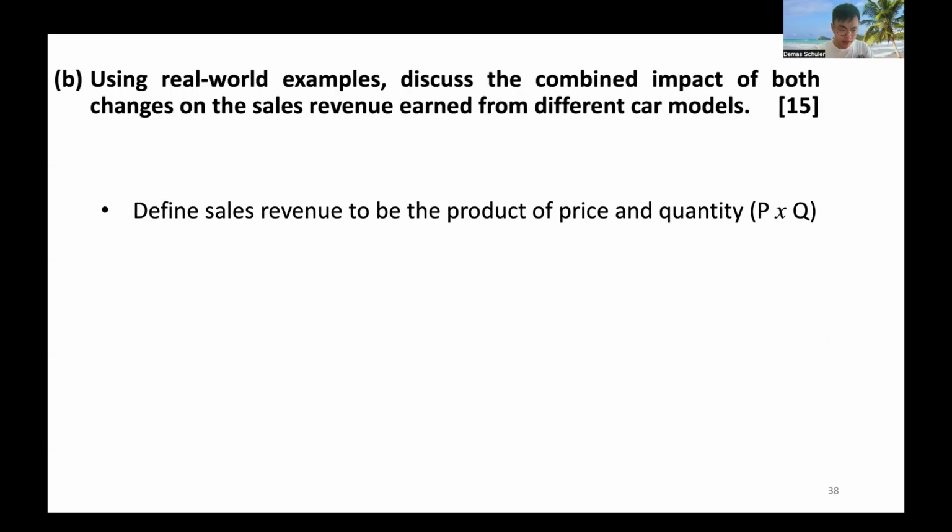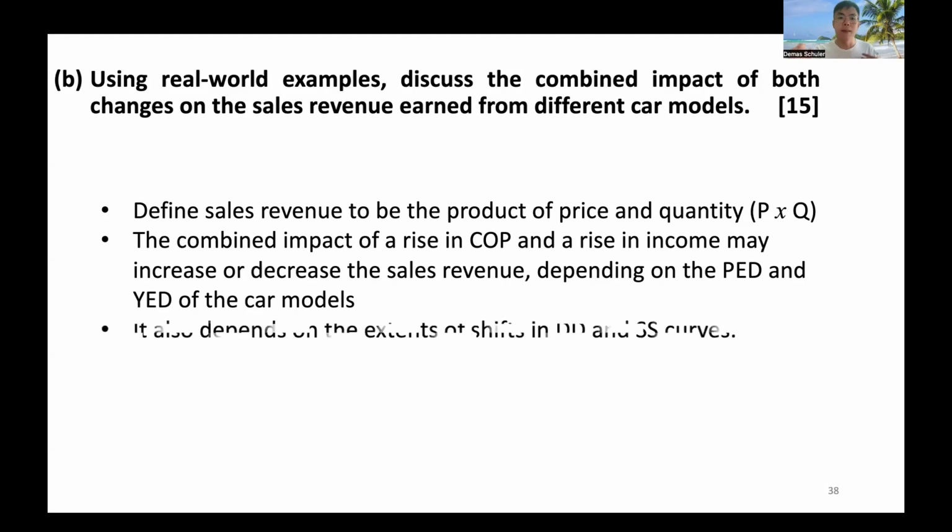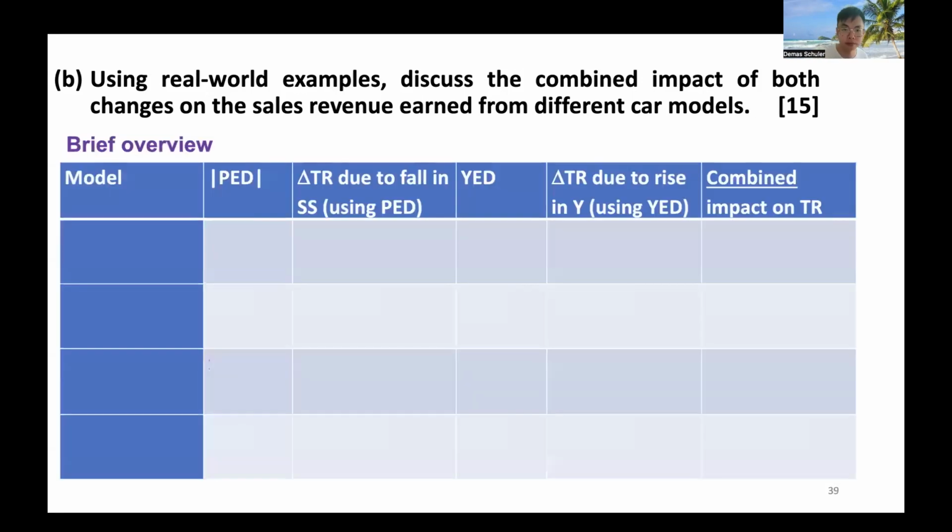In the introduction, define sales revenue. Stress again that it is different from sales volume. If you're not sure, please go back to parts 1 and 2. Sales revenue is a product of price and quantity. The combined impact of these changes would depend on the price elasticity of demand, PED, and the income elasticity of demand, YED, of the car models, but it also depends on the extent of shifts in demand and supply curves.